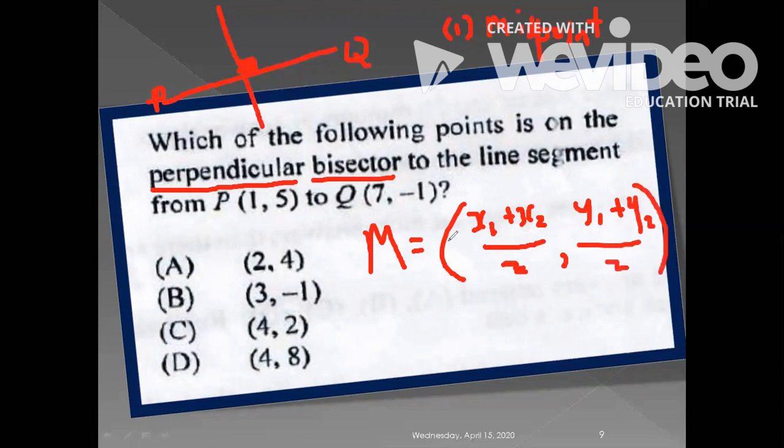All right? So can somebody work out the midpoint for me? So let's call this x1. Let's call this x1, y1. 7 is x2, I don't have any space, and negative 1 is y2.